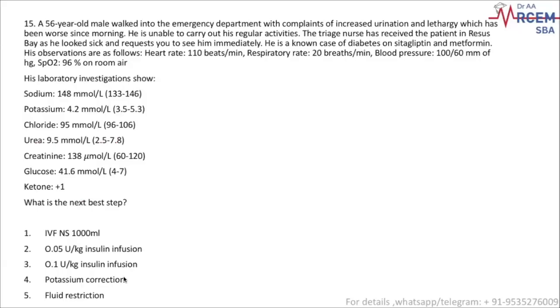A 55 years old male walked to the ED with complaints of increased urination and lethargy, which has worsened since morning. He is unable to carry out his regular activities. The triage nurse has received the patient in the resuscitation bay as he looked sick and requested to be seen immediately. His regular medications for diabetes include sitagliptin and metformin. The observations are tachycardia and tachypnea. The rest of the things seem to be fine.